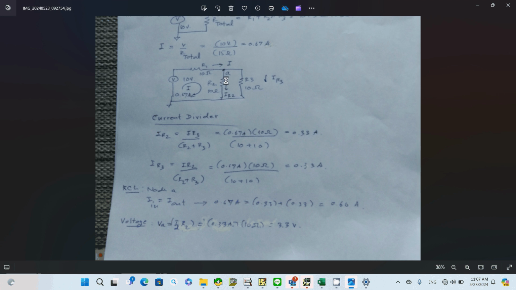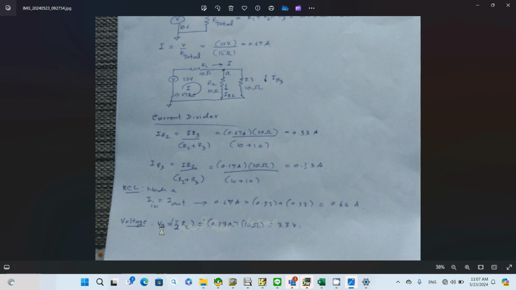Using R2 and R3, they are equal, so the current flowing through R2 and R3 is going to be half of the current coming into node A. So IR2 equals IR3. And KCL, Kirchhoff's current law: you can check back. Incoming current has to equal the outgoing current. So 0.67 amps is going to equal 0.33 plus 0.33. They are equal. Alright.